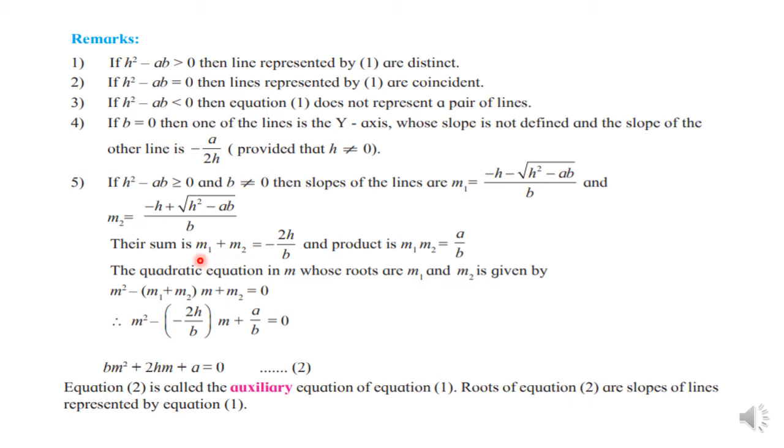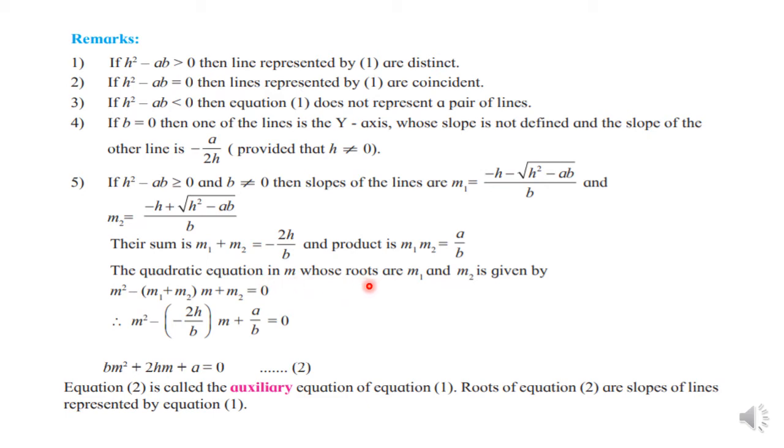Now suppose we add both the slopes, m1 and m2, we get m1 plus m2. Upon adding and simplifying, we get m1 plus m2 is equal to minus 2h upon b. Keep this in mind because this is going to be used in our sums. Similarly, the product of the slopes of the lines, that is m1 into m2. When we simplify these two terms, we get a upon b. So, learn it by heart, keep it in mind properly that m1 plus m2 is always minus 2h upon b and m1 m2 is equal to a upon b. It will turn out very useful for you.